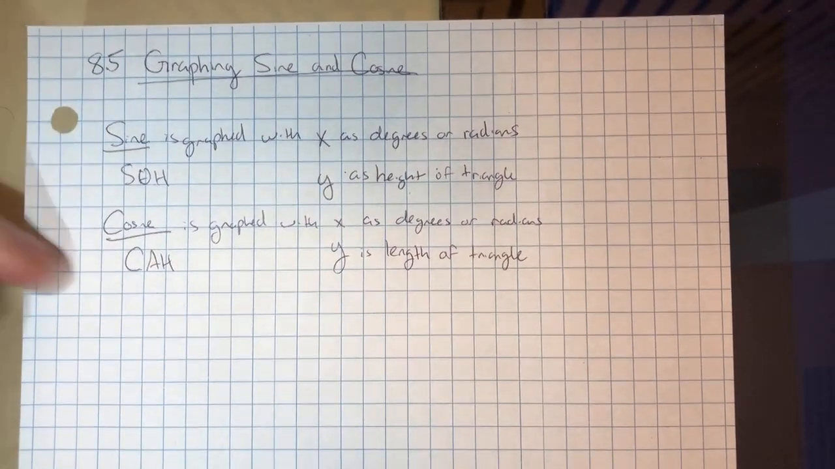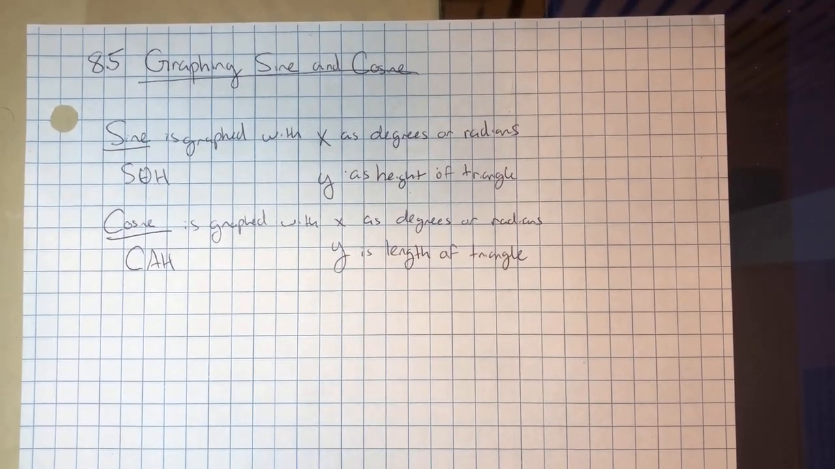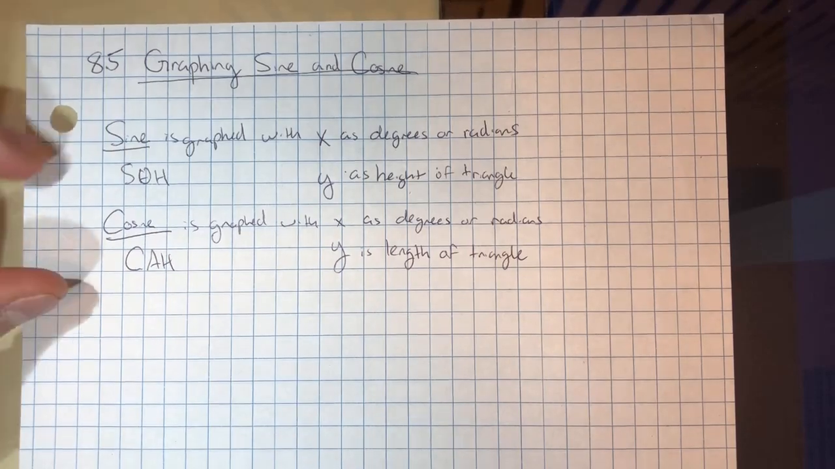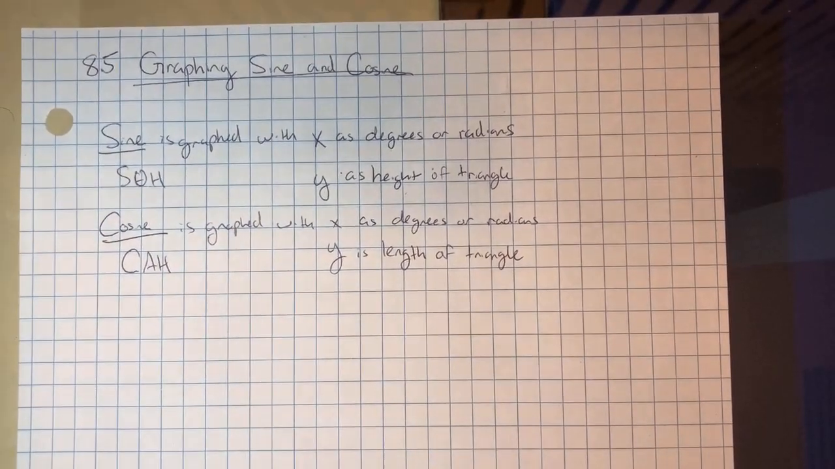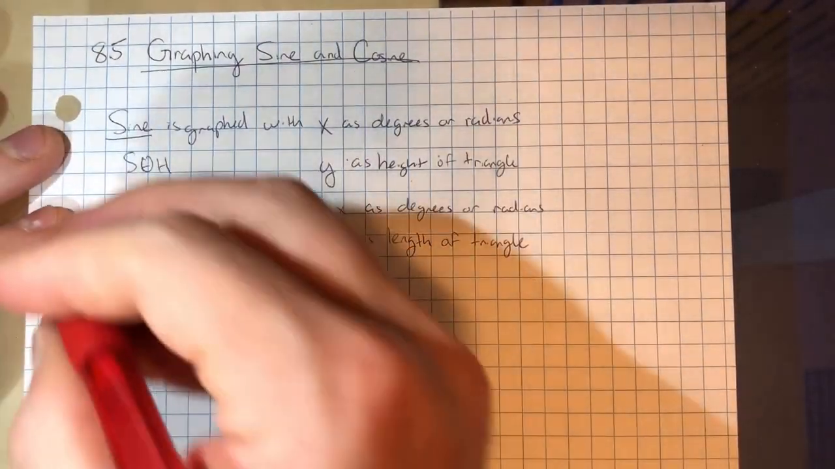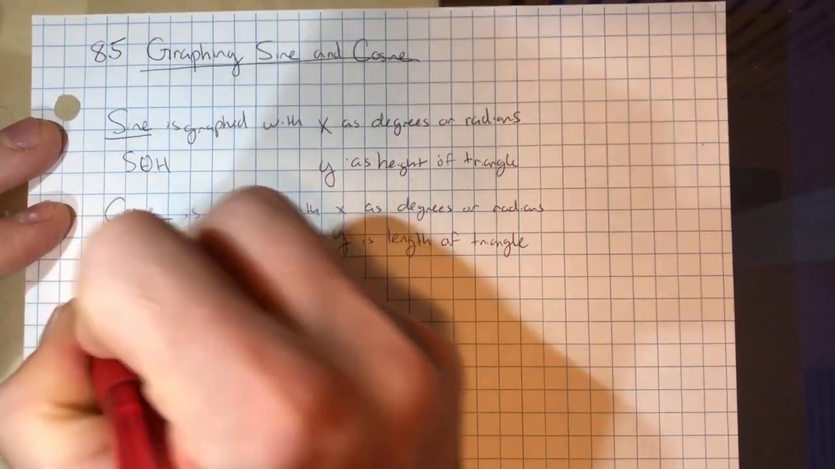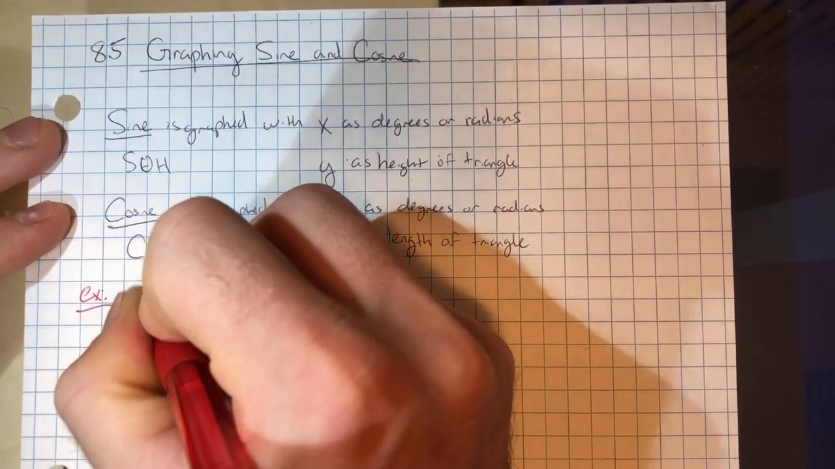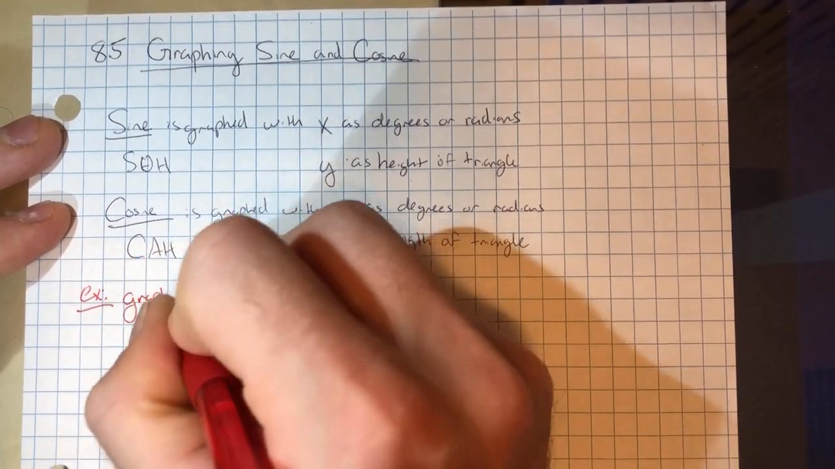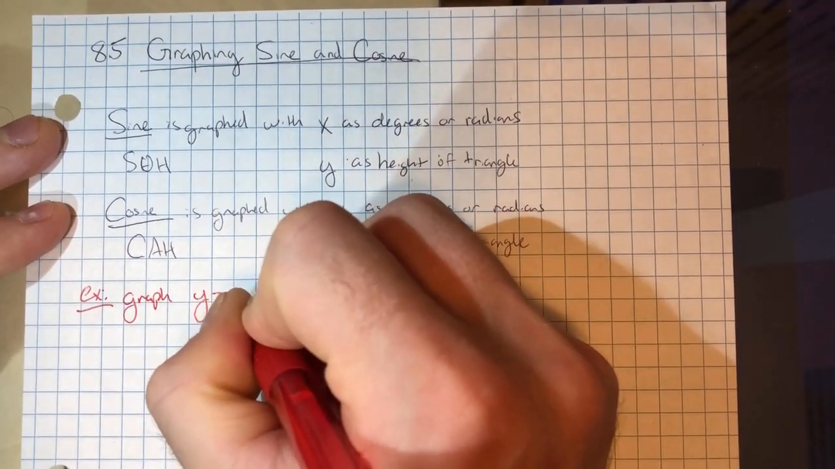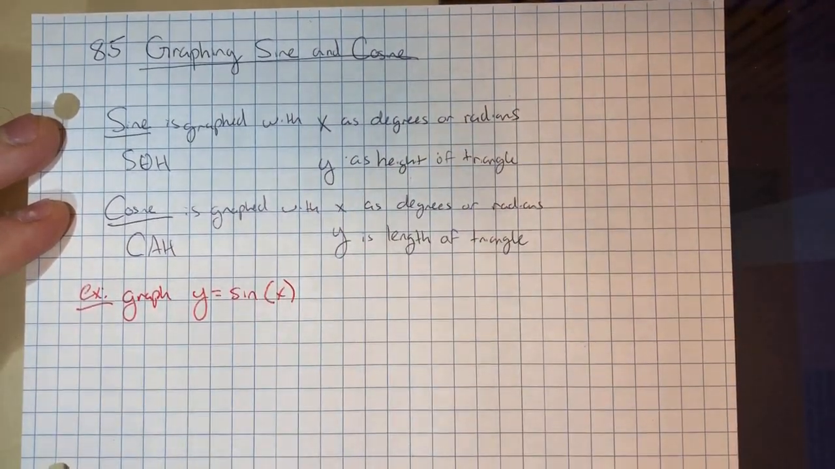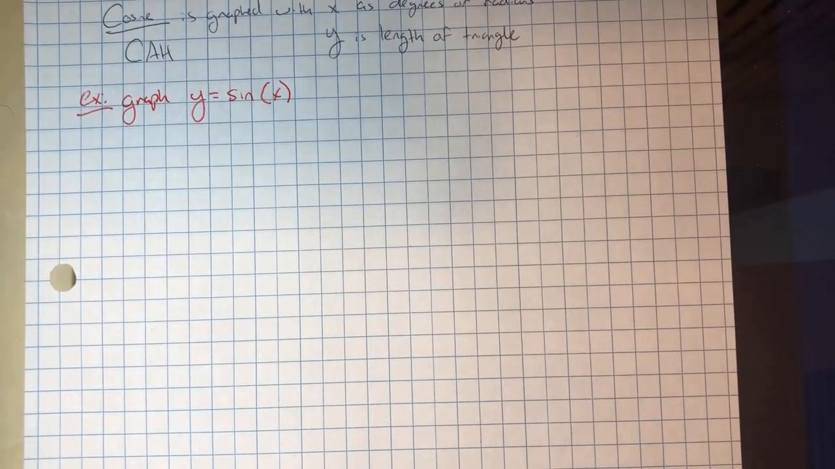And so that's where that comes from. And we're going to graph tangent in the next section, but we're going to start with just sine and cosine. So I think the first good example is, let's go ahead and graph y equals the sine of x. And that's what we're going to do. So let's go ahead and graph that.